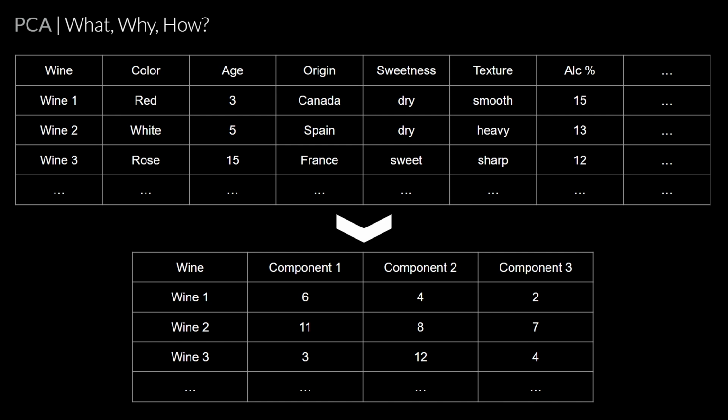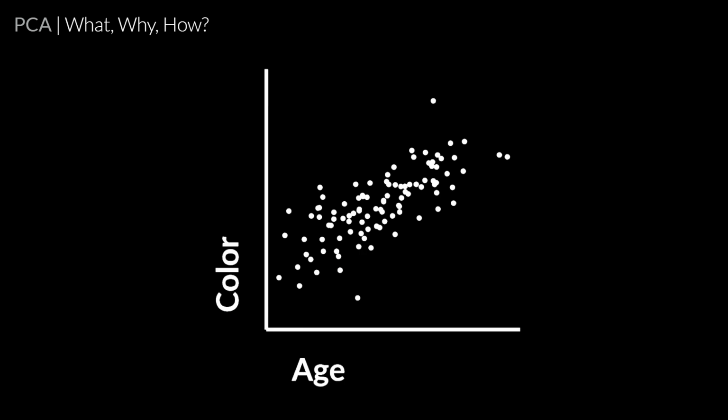PCA is not selecting some characteristics and discarding others, but instead it constructs new characteristics called components. And those components turn out to summarize our list of wines very well. Those are linear combinations. In fact, PCA finds the best possible characteristics to describe the data. Those components are ordered by importance, which comes in handy later.